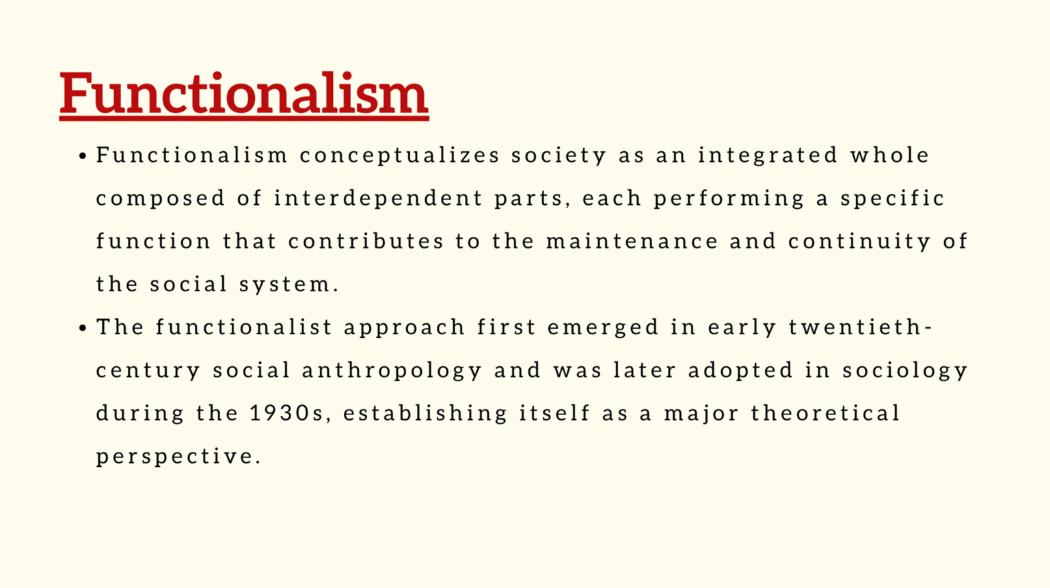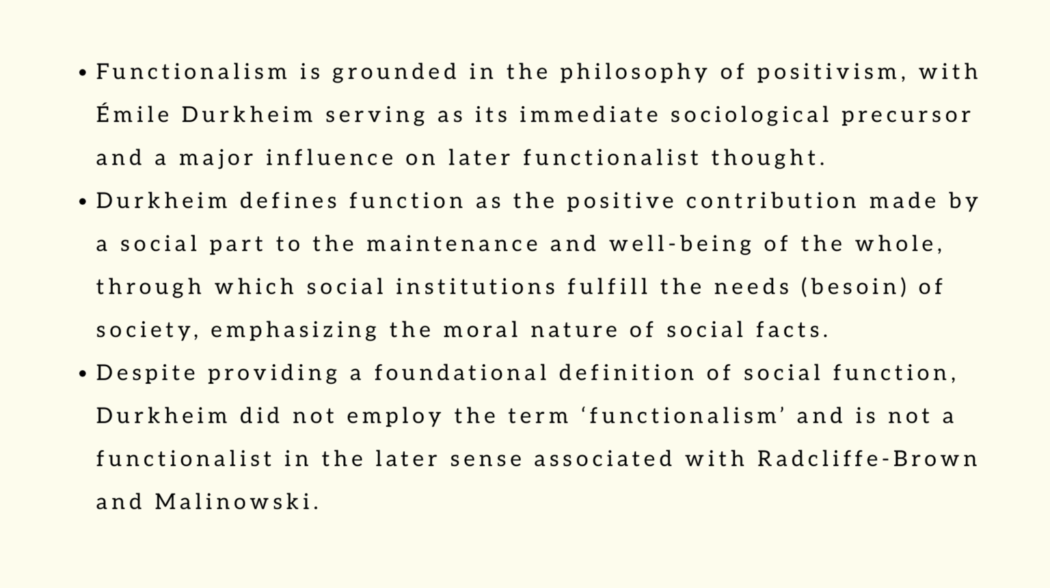Functionalism first emerged in social anthropology in the early 20th century and later developed in sociology during the 1930s. The philosophical foundation of functionalism lies in positivism, which emphasizes scientific explanation and observable reality. The immediate forerunner of functionalism in sociology is Emile Durkheim, whose ideas deeply shaped later functionalist thought. Durkheim's definition of function had a tremendous influence on subsequent functionalists.